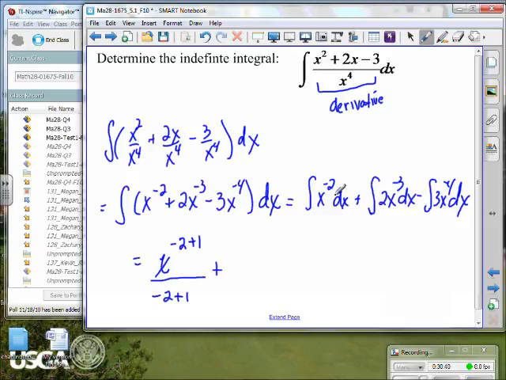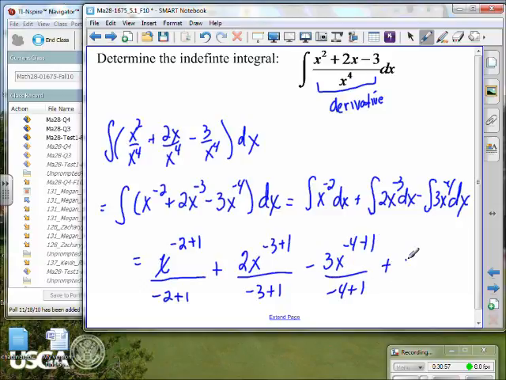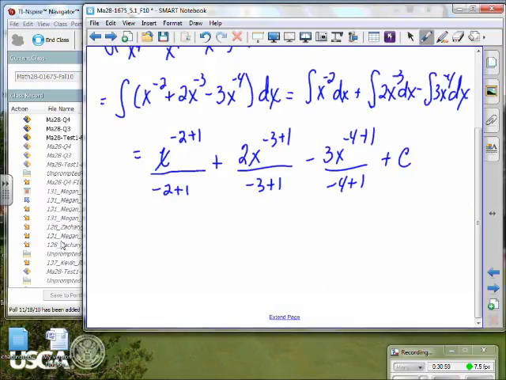So I add 1 to the exponent, divide by the new exponent. I add 1 to the exponent, divide by the new exponent. I add 1 to the exponent, divide by the new exponent, and I don't forget to put the constant of integration.